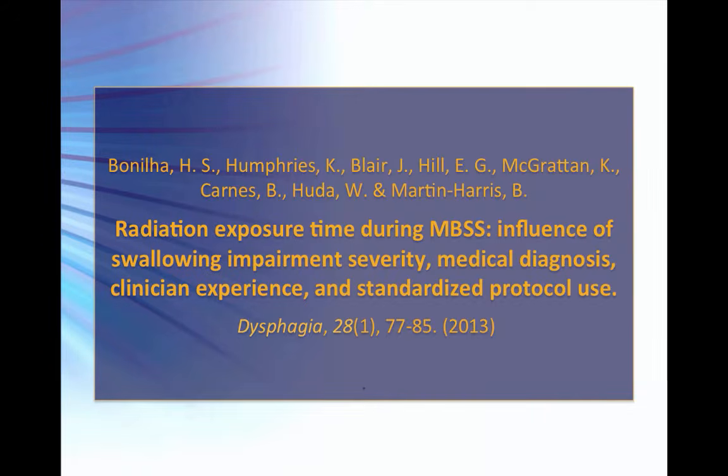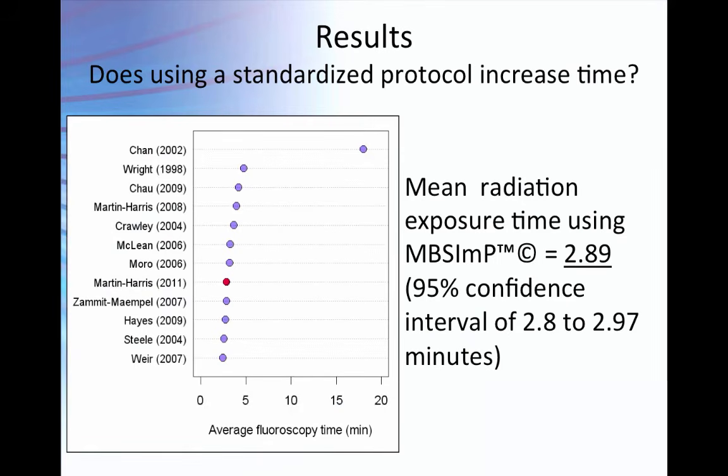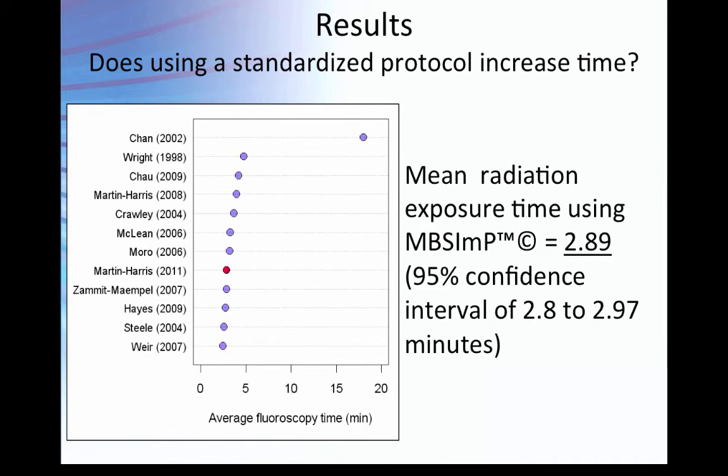A study by Heather Bonilla, a colleague of mine in our lab, looked at the influence of a standardized protocol on radiation safety. And what we found in that study was that the average fluoroscopy time is 3 minutes or less, an average of 2.89 minutes, and we were always between 2.8 and 2.97. So we feel that this is very reasonable. The radiation physicists tell us this is extremely reasonable. So we maintain that the protocol enhances patient safety.